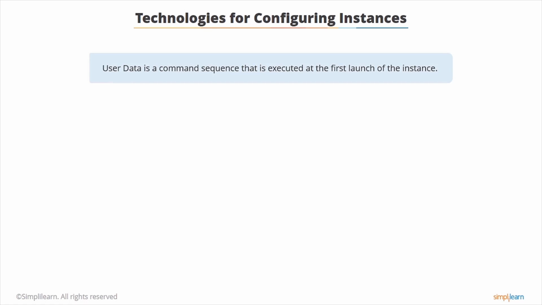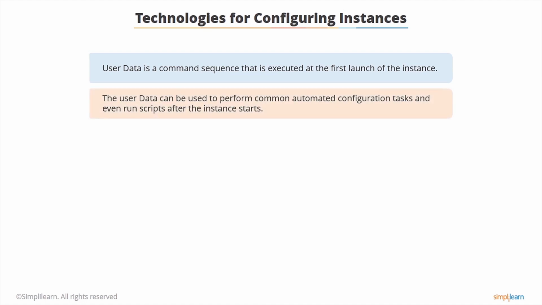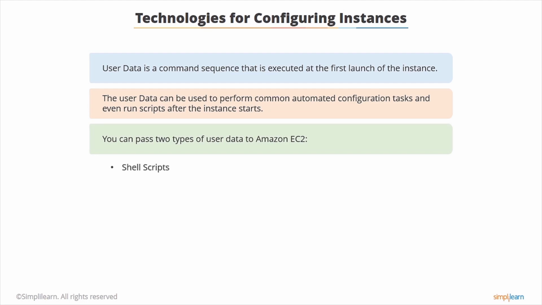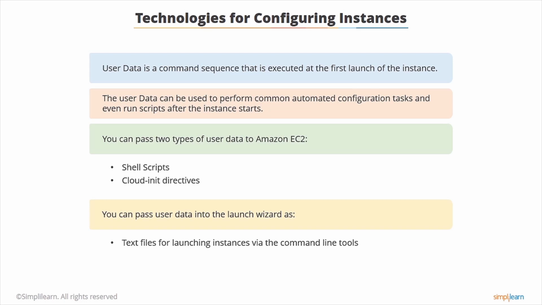User data is basically a command sequence that is executed at the first launch of the instance. When you launch an instance in Amazon EC2, you have the option of passing user data to the instance that can be used to perform common automated configuration tasks and even run scripts after the instance starts. You can pass two types of user data to Amazon EC2: shell scripts and cloud-init directives. You can also pass this data into the launch wizard as a plain text file for launching instances via the command line tools, or as base64 encoded text for API calls.